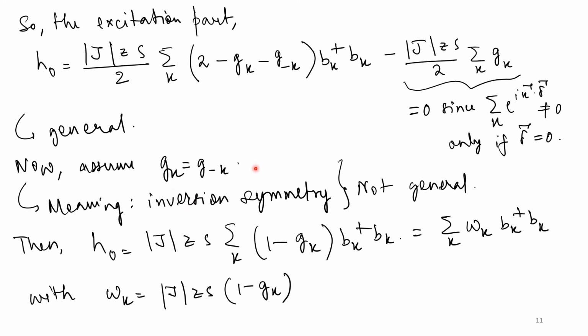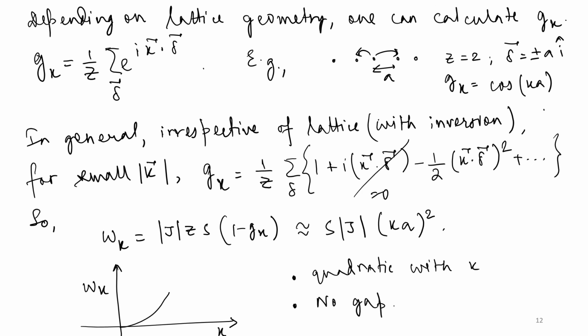So if that is true, which is of course not general, then this simplifies even more because these two become equal. I can pull the 2 out, and this is exactly what I get. So now I can simply write this as a summation over k of some energy omega_k, some dispersion, times the number operator, where this omega_k is essentially this. So this is precisely the energy spectrum of an excitation in the ferromagnetic case. So let's see what this looks like in certain scenarios.